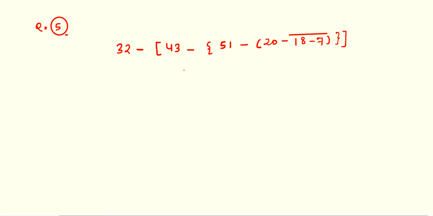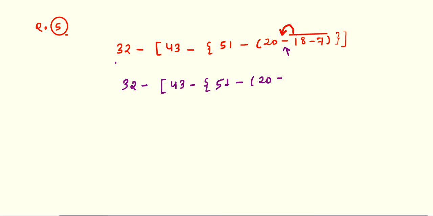As you can see in this particular question, we are having bar bracket over 18 and 7. And just before this bar bracket, we are having negative sign. So write 32 minus square bracket start, 43 minus curly bracket start, 51 minus small bracket starts, then 20, then minus. Up to this we have to write as it is from the starting. यहाँ तक पूरा सेम लिखना है क्योंकि पहले बार ब्रैकेट सॉल्व होगा.